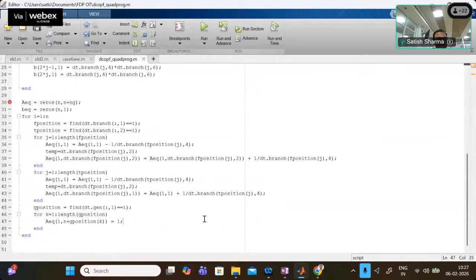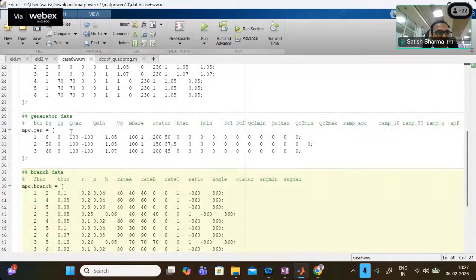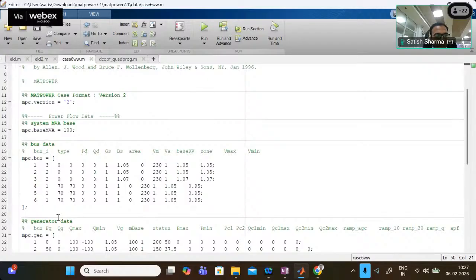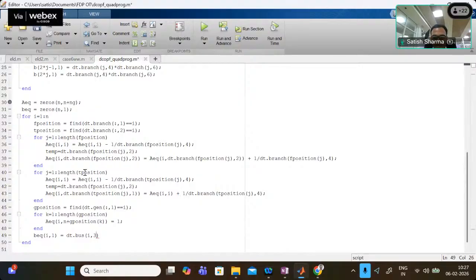Now let's talk about beq as well. At the end I can say beq I comma 1 will be equal to dt dot bus, and whatever is the I comma, the demand is available in the bus data at the 3rd position. So I will place the 3rd position here. This is how we can place the aeq and beq.